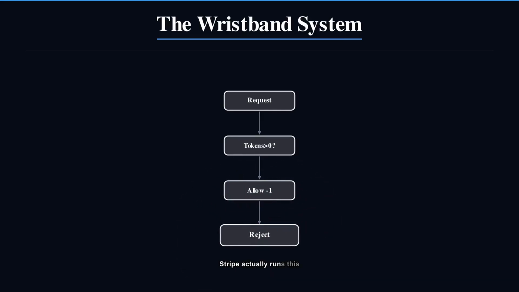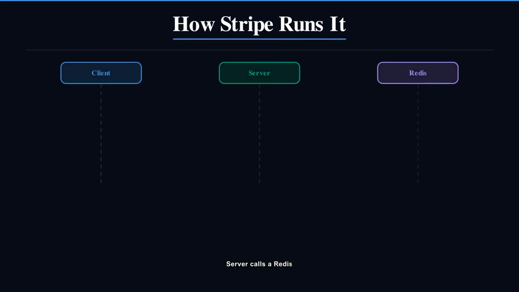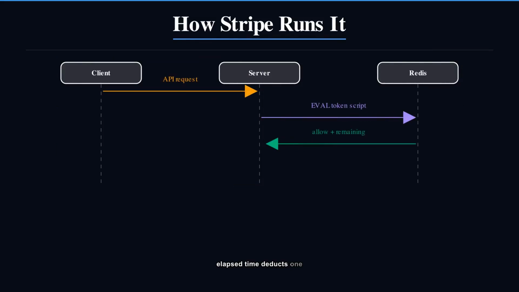Here's how Stripe actually runs this. Client sends a request with its API key. Server calls a Redis Lua script, atomic, so 2 requests can't race each other. It checks tokens, refills based on elapsed time, deducts 1, returns allow or reject, all in about half a millisecond. This is the exact pattern production systems use.